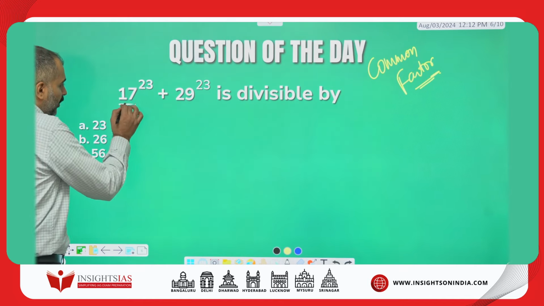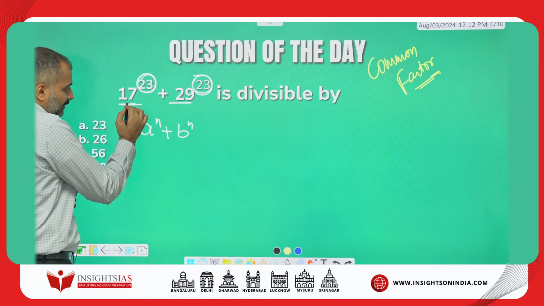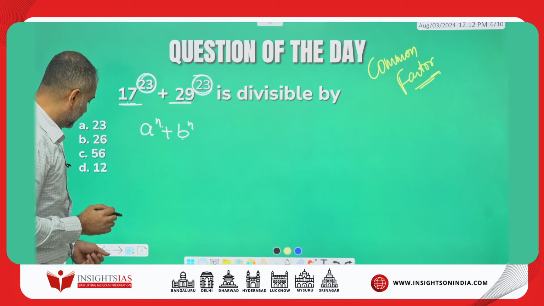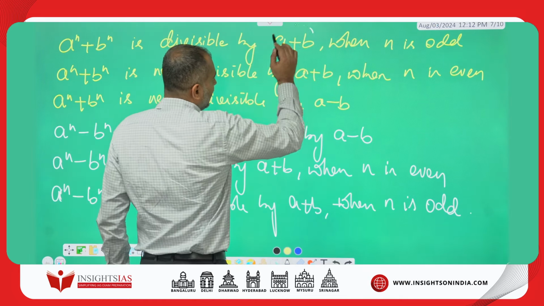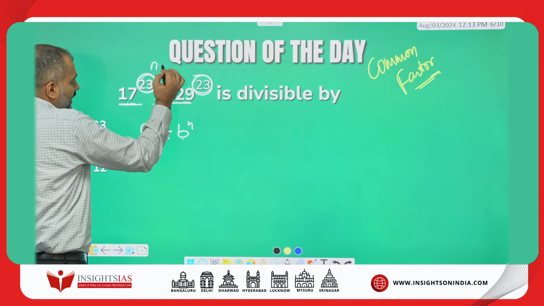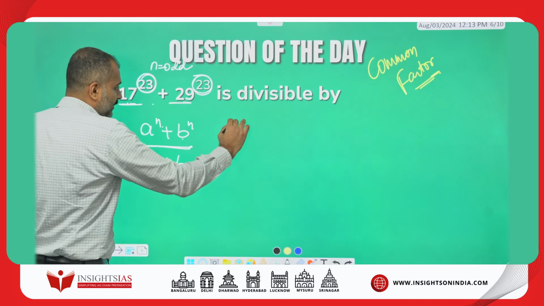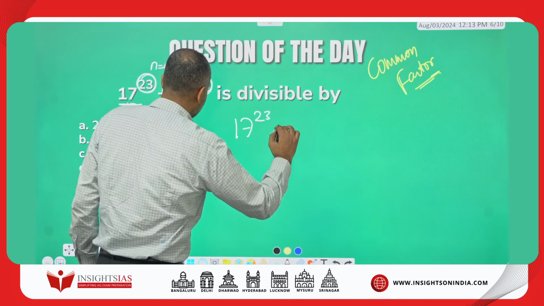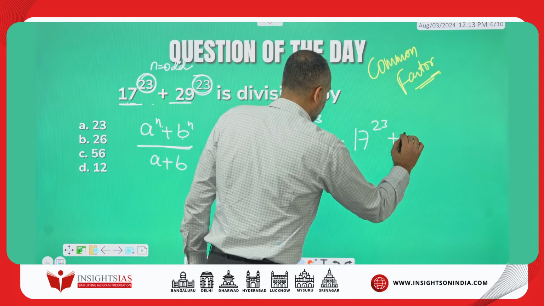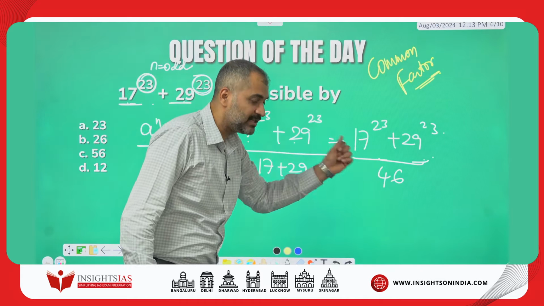Look here now. This is in the form of what? a power n plus b power n. Here n means the power has to be the same. The a value is 17, the b value is 29, and the n value is 23 here. A number of this kind, a power n plus b power n, is divisible by a plus b when n is odd. Here, is n odd? Yes, n is odd. So, this number has to be divisible by what? a plus b. So, 17 power 23 plus 29 power 23 is divisible by 17 plus 29, which is 46. Okay, 17 power 23 plus 29 power 23 is divisible by 46.